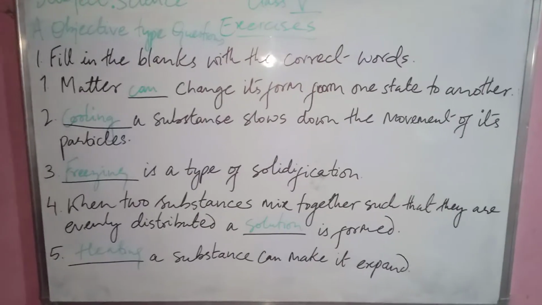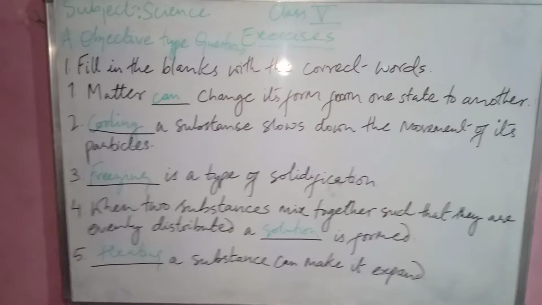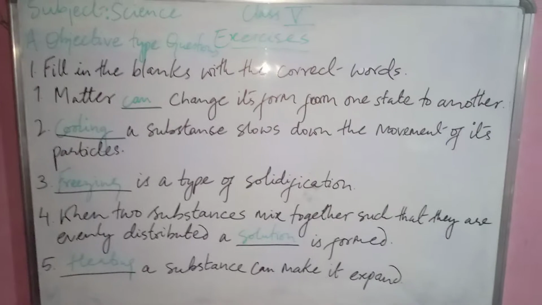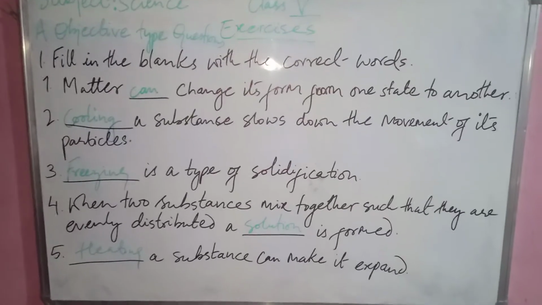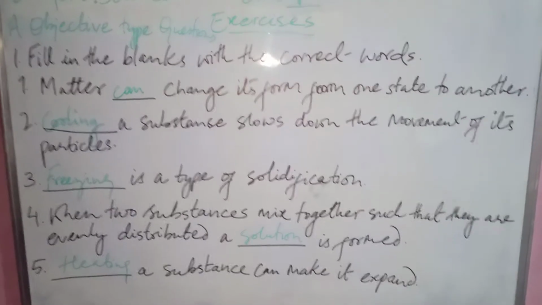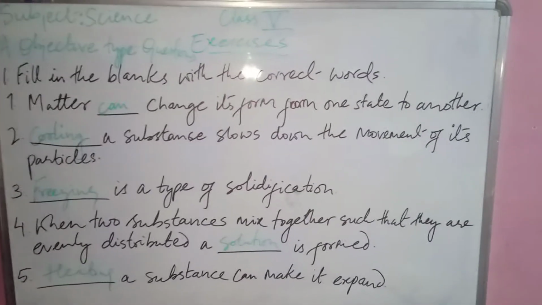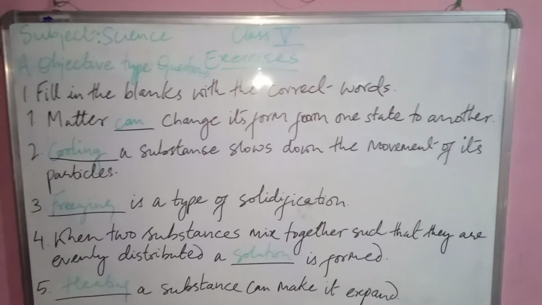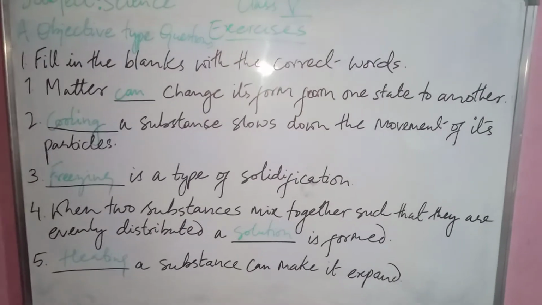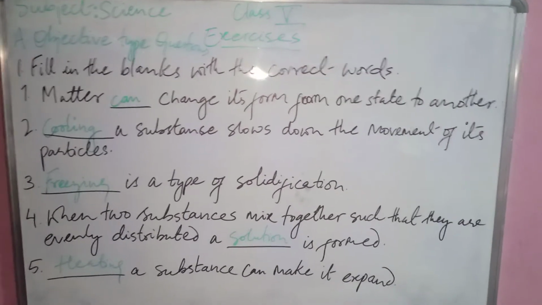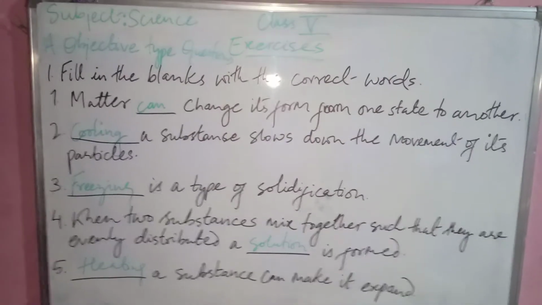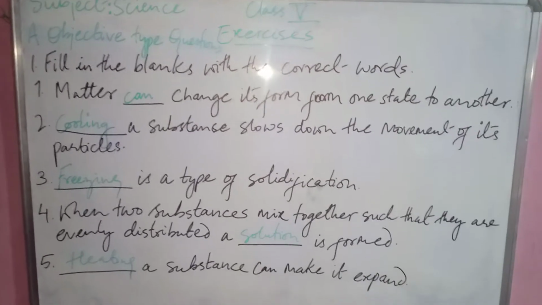After that, question 3. Dash is a type of solidification. Is it freezing or melting? Freezing is the type of solidification. And question 4, when two substances mix together such that they are evenly distributed, a dash is formed. Is it a solute or solution? Solution is the right answer. And after that, question 5, dash a substance can make it expand. It is not cooling, but heating a substance that can make it expand.